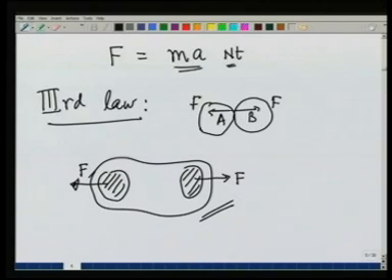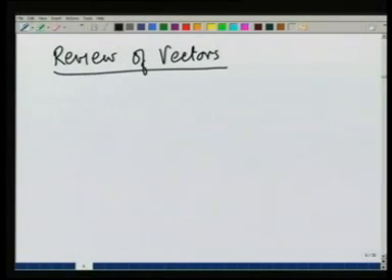Let us now start with a review of vectors, because we will be using vectors extensively to represent forces, velocities and things like those. So, it is a good way to start this course by reviewing what we know about vectors. I am sure most of you have learnt about it in your 12th grade, but we will now make it slightly more sophisticated. Why do we need vectors?